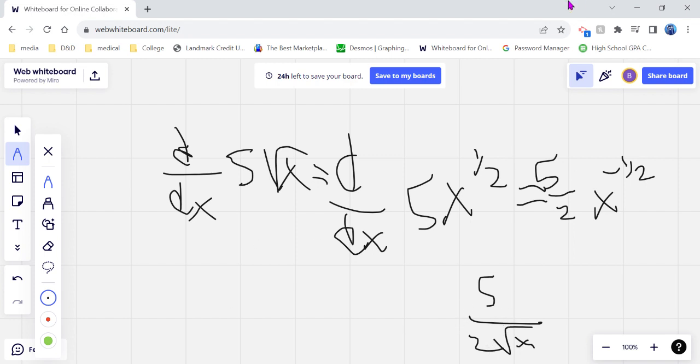And that's basically it for this video. Just want to make sure that you knew that these two functions can be solved using power rule.